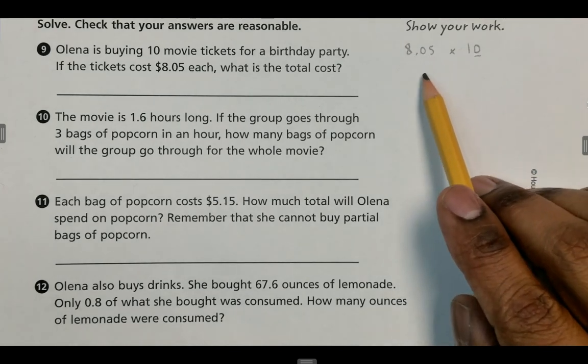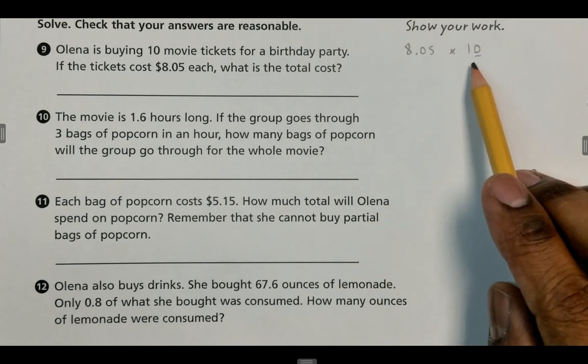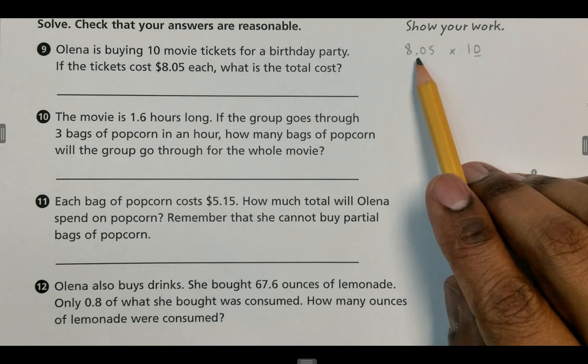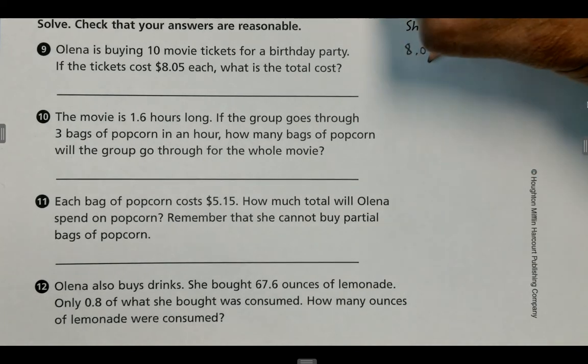Well, think about it. Is the price of 10 tickets going to be greater or less than the price of one ticket? Of course, it's going to be greater. So which direction do I shift the decimal point to show that I'm going to end up with a value that's greater? If you said shift the decimal point to the right, you're correct.